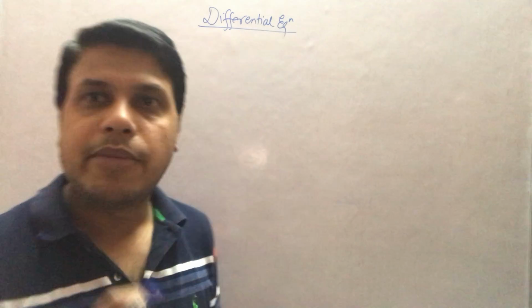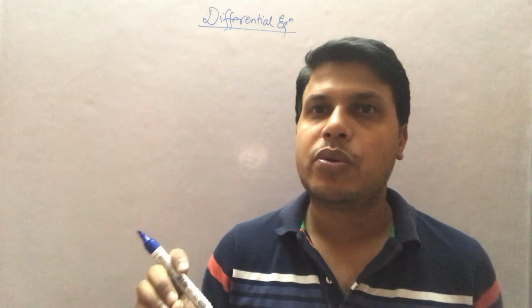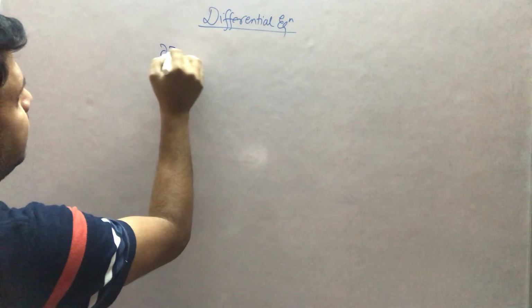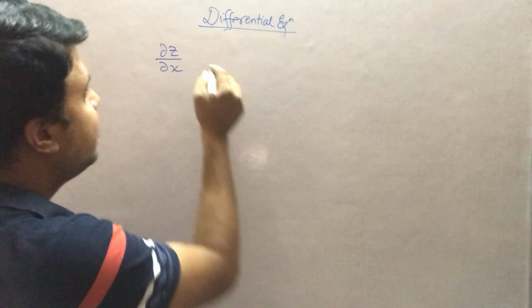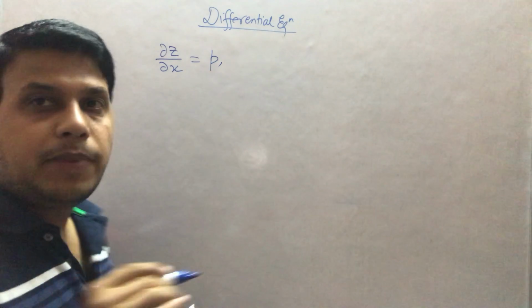So now we are interested in the formation of partial differential equations. There is a terminology which you must register in your memory, because we are going to use these terms again and again, so definitely you should remember the values. I am going to write these values. Whenever we find del z upon del x, we are going to replace it by p.